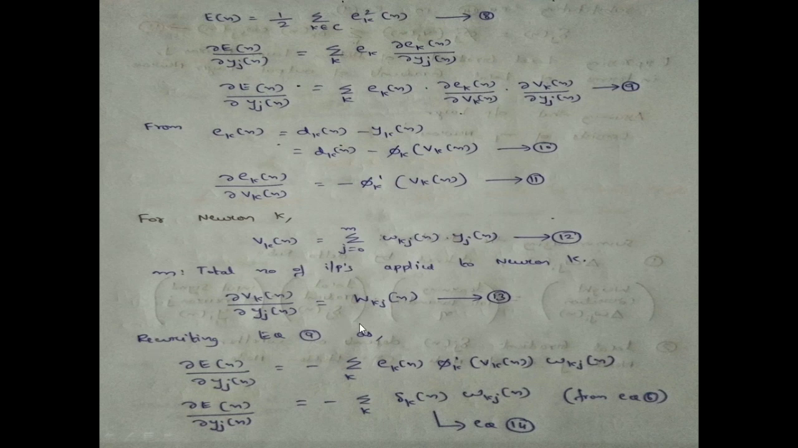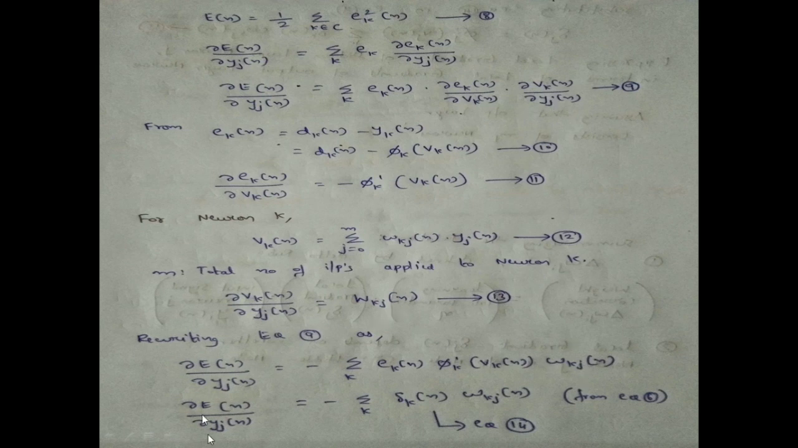Now rewriting equation 9 which we have here, ∂E(n)/∂Yj(n) is equal to minus sigma Ek(n) into, what is the value of ∂Ek(n)/∂Vk(n)? Minus φk'(Vk(n)). So that is the reason we got it here. And then what is the value of ∂Vk(n)/∂Yj(n)? It is Wkj(n).